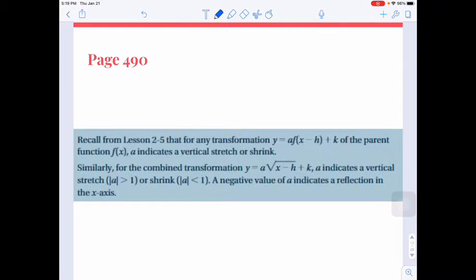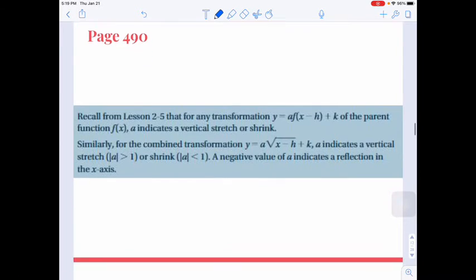Section 6.8, Example 3, on page 490. Recall from lesson 2.5 that for any transformation y equals a times f of x minus h plus k of the parent function f of x, a indicates a vertical stretch or shrink. Similarly, for the combined transformation y equals a times the square root of x minus h plus k, a indicates a vertical stretch for the absolute value of a greater than 1, or a shrink for the absolute value of a less than 1. A negative value of a indicates a reflection in the x-axis.